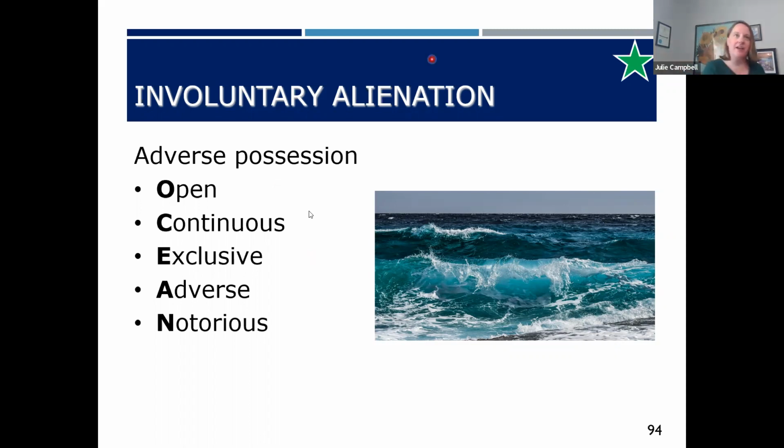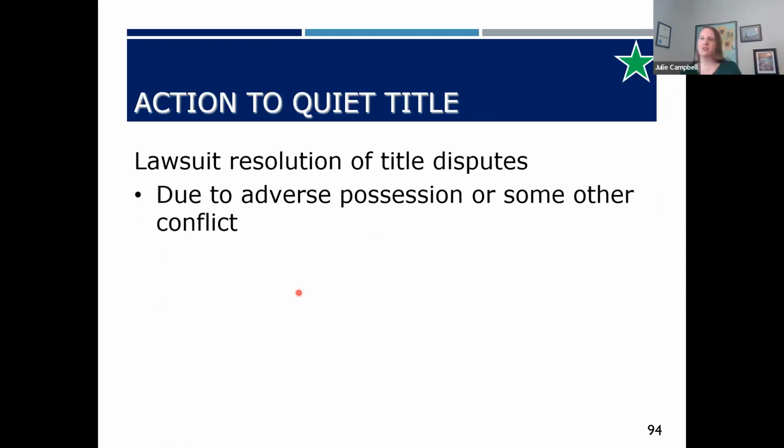So we got voluntary alienation. We got involuntary alienation. Oh, I forgot something, sorry. If adverse possession is granted, then the legal process the judge is going to follow is referred to as an action to quiet the title. The title's been disrupted because somebody claimed adverse possession. So the legal process that the judge does to try to fix this is just referred to as the action to quiet title.